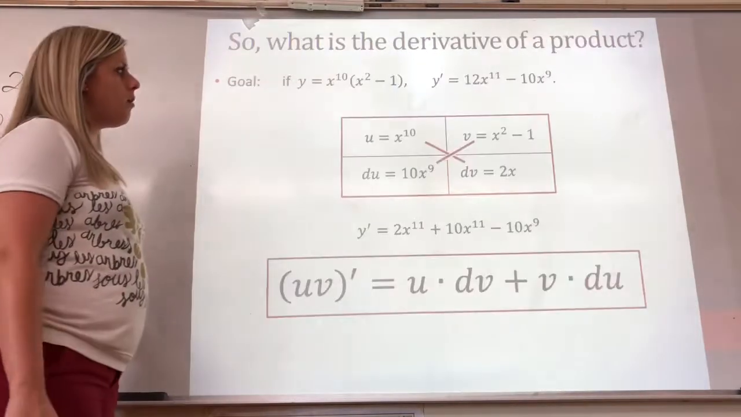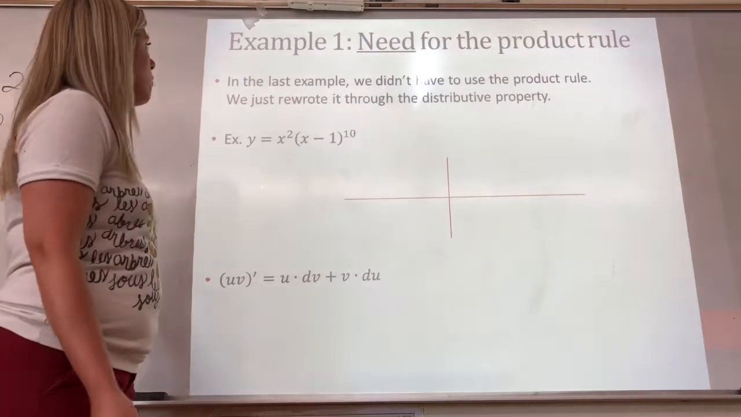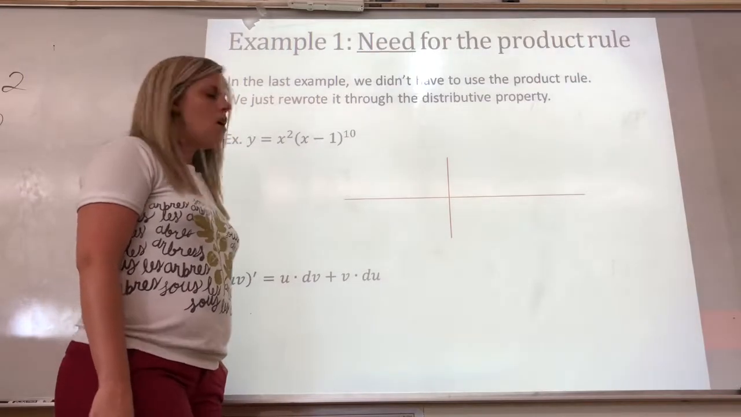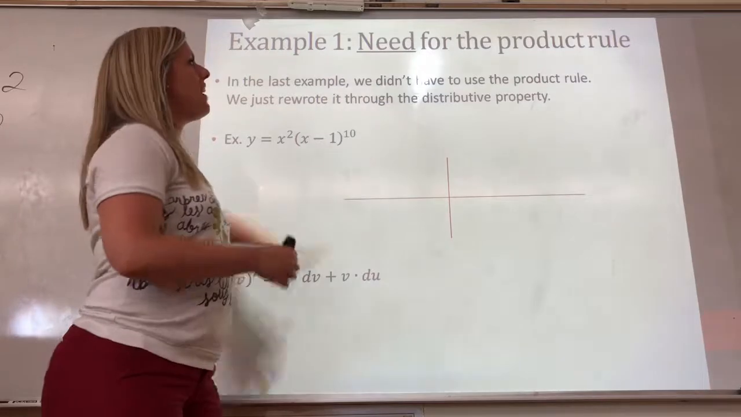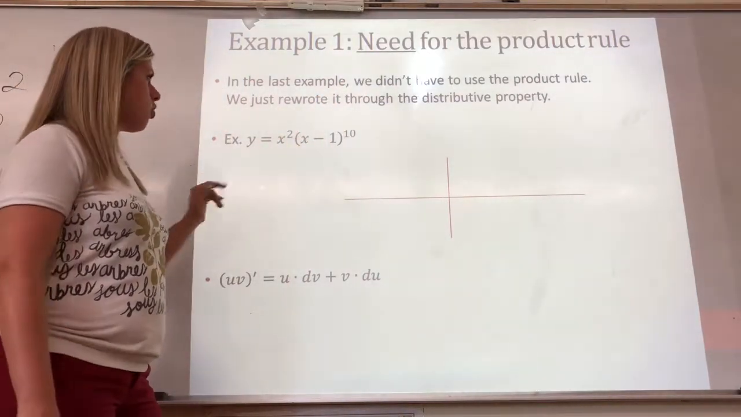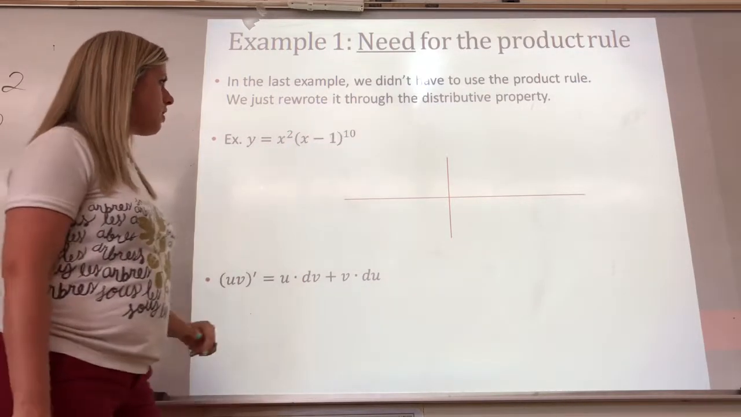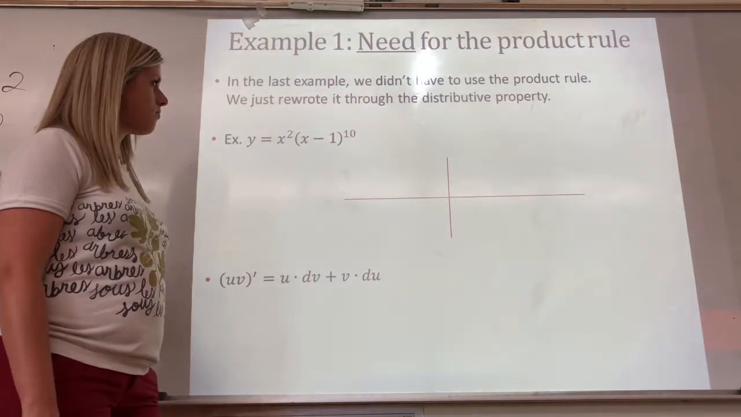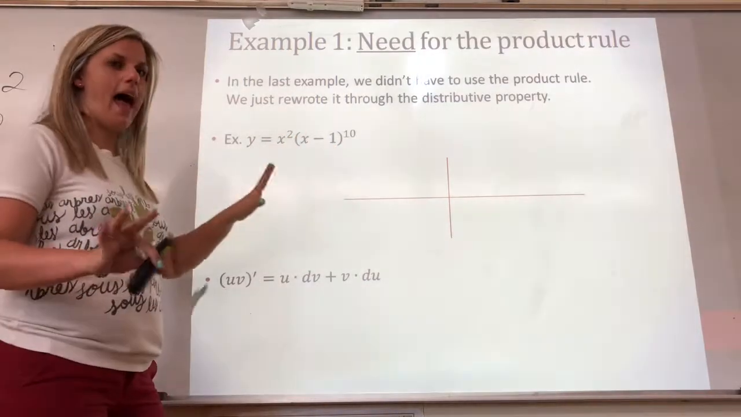Now, this was interesting. So in the last example, we didn't have to use the product rule. We just rewrote it through the distributive property. And then we figured out the product rule for fun. But there's tons of problems where you need the product rule. So let's say I just switched it up a little bit and I had x squared times x minus 1, all to the 10. Can you rewrite this through distribution? No. If you said you want to distribute that in, you cannot.